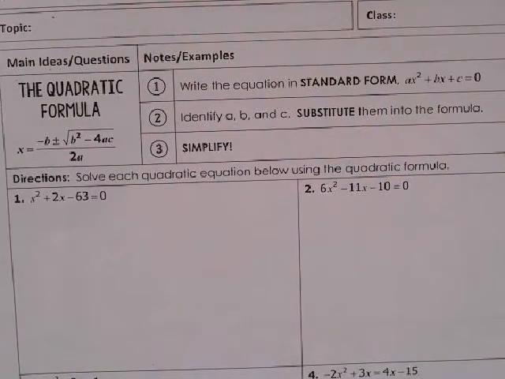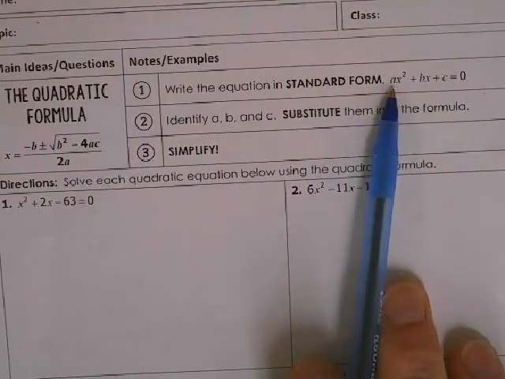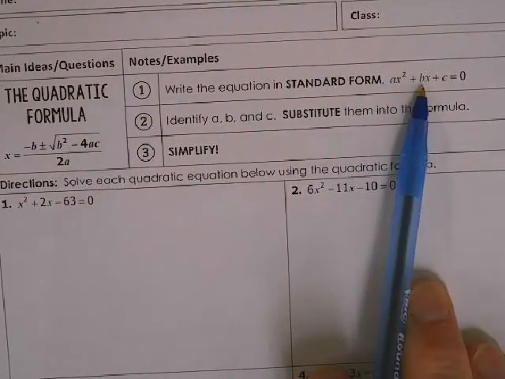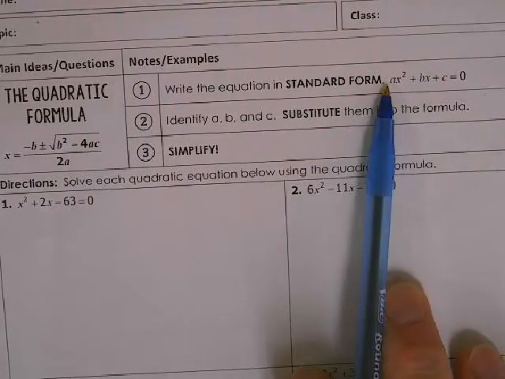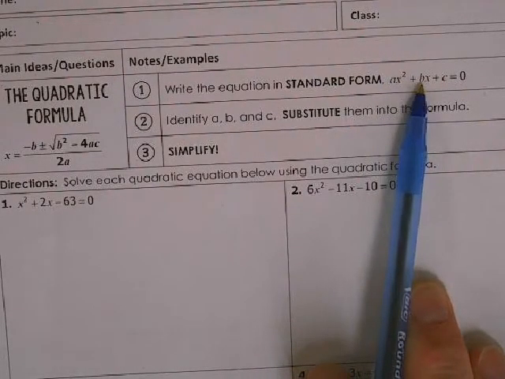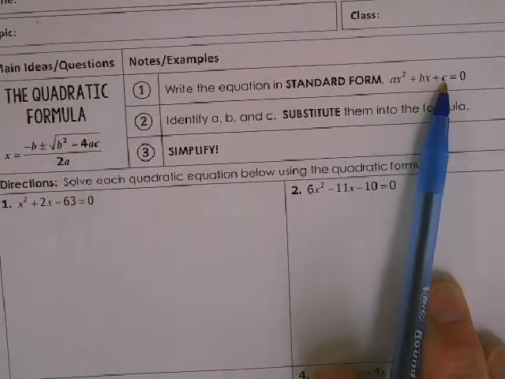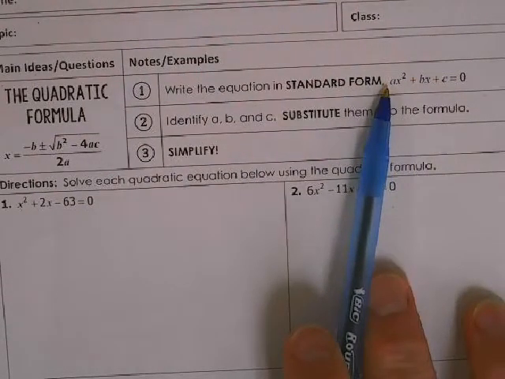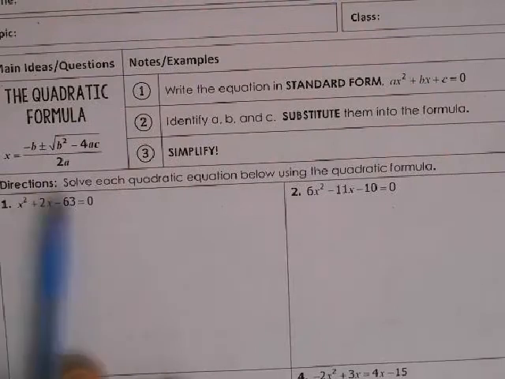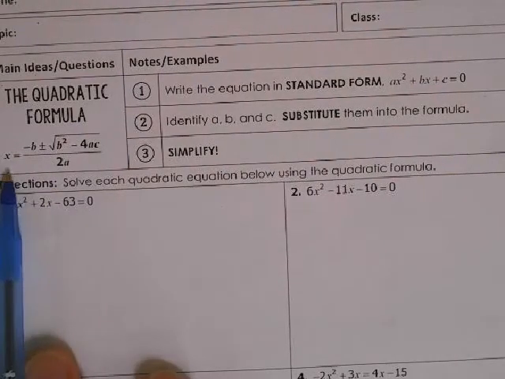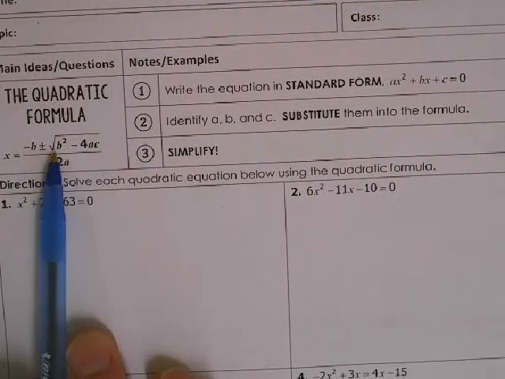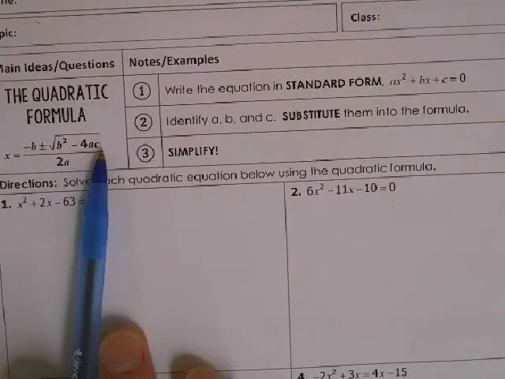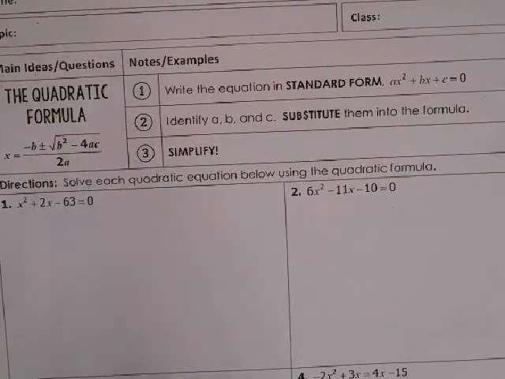Write the equation in standard form first. So if you have an equation, a value times x squared plus a value times x plus a constant equals 0, that's in standard form. Okay, so then we take those coefficients, the a, b, and c, and we plug them into this quadratic formula. Quadratic formula: negative b plus or minus the square root of b squared minus 4ac, all over 2a.